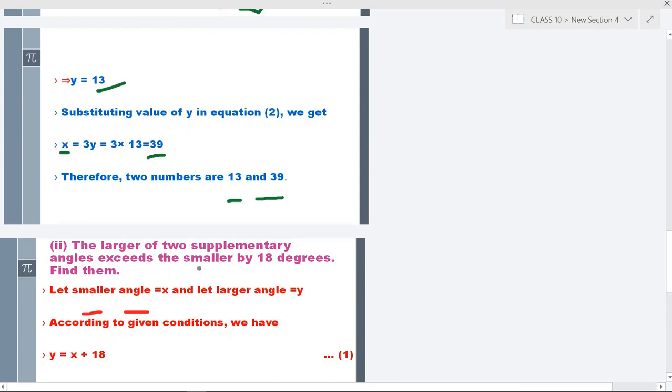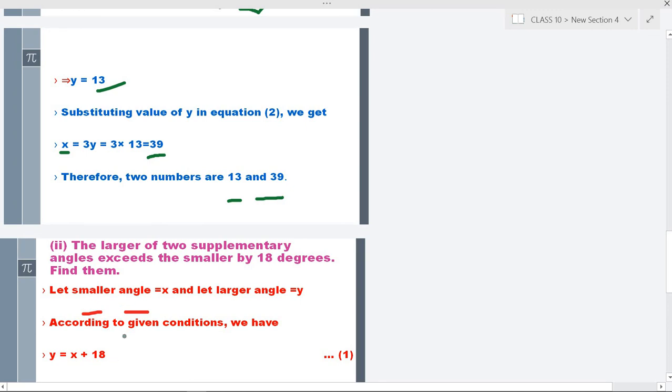Now the next question: the larger of two supplementary angles exceeds the smaller by 18 degrees. Find them. Let the smaller angle be x and the larger angle be y. Now you have to apply the conditions. I told you that the first 2 equations are the challenges which you have to accept, that you are going to apply the conditions.